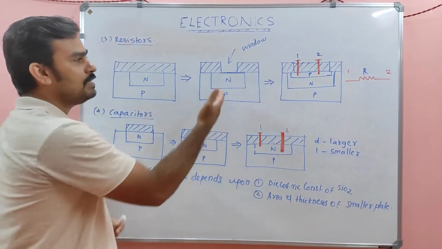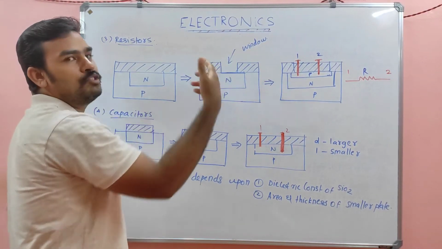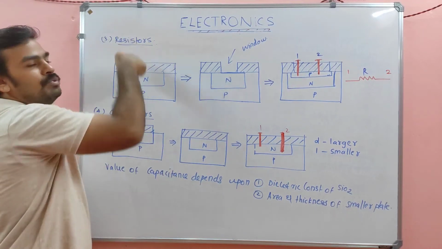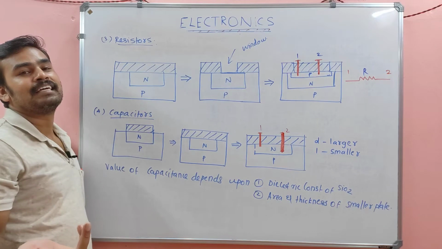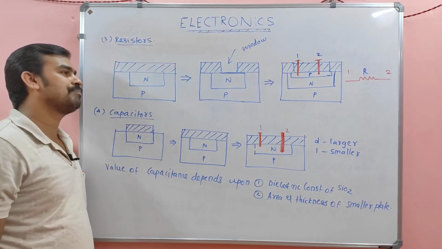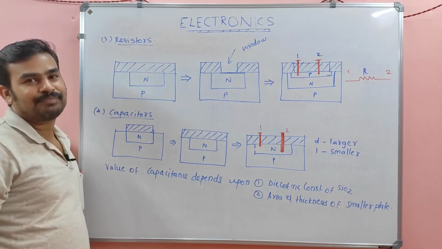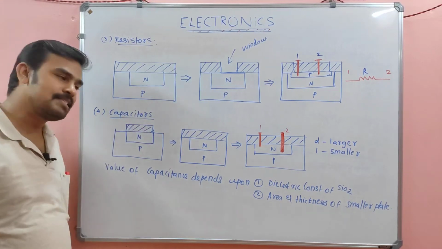Otherwise, right here itself I can make a two-terminal drill, and we can take it outside as the resistor now. But we are doing it for P now, not N. So that is how we formed a resistor.